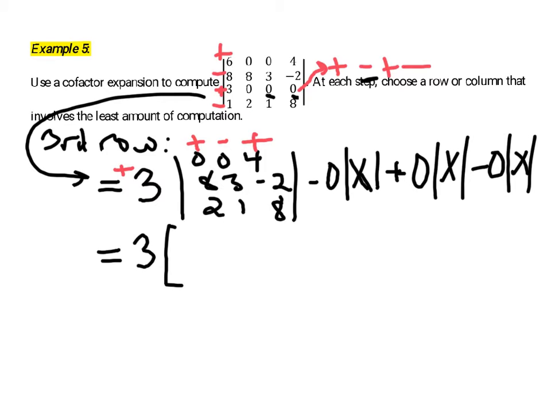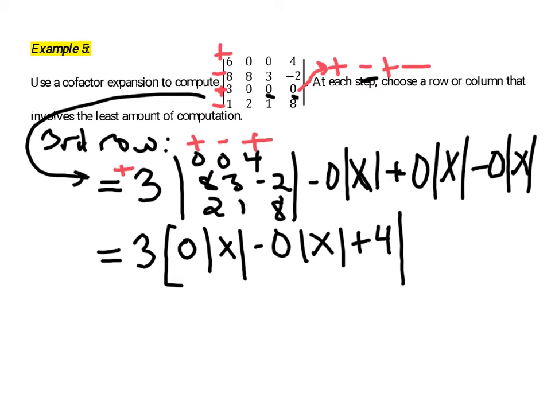Times, now if I go along row 1, I have 0 times, and one of the main themes here is it doesn't matter. If you're multiplying by 0, you don't even need to find the 2 by 2 matrix. And then I have -0 times, again, doesn't matter what the matrix is. And then I have +4 times, so this is a non-zero entry, and I need to actually figure out what 2 by 2 I have left over. When I delete row 1 and column 3, which the 4 belongs to, I have this 2 by 2 matrix.